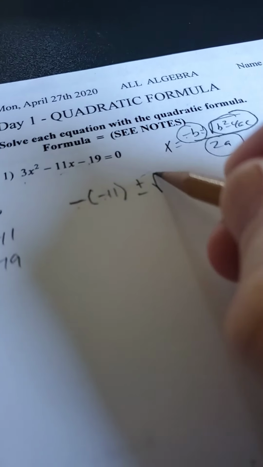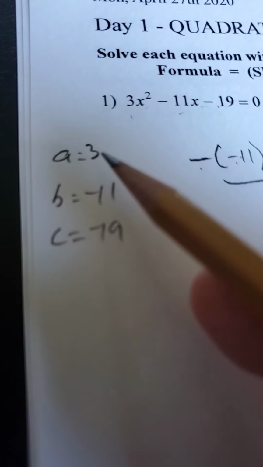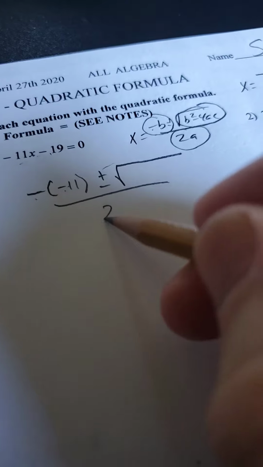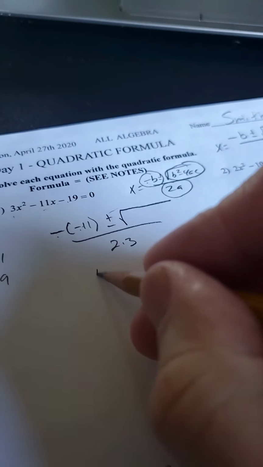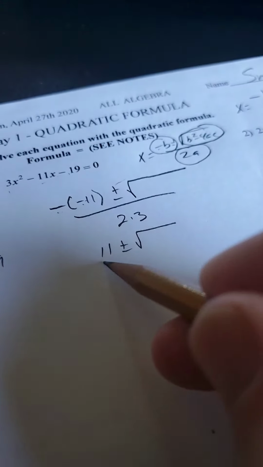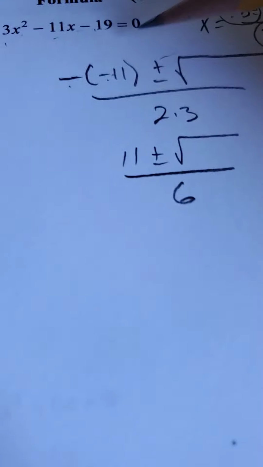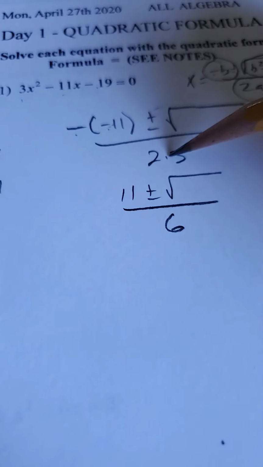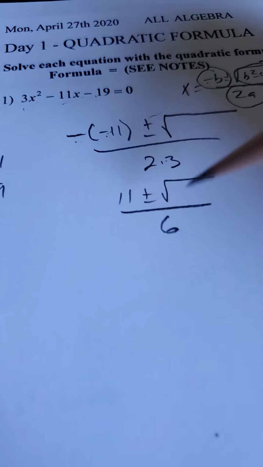Plus or minus, I'm going to write the square root and just leave it blank for now, all over 2 times A. Since A is 3, I'm going to put 2 times 3 right there. Okay? So right now I've got 11 plus or minus the square root of I don't know yet, all over 6. I changed that to positive 11, and I changed that to positive 6 because it's 2 times 3.